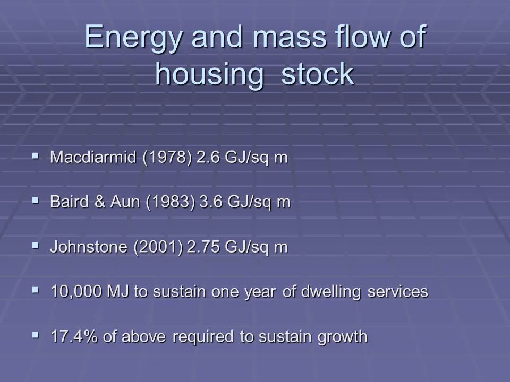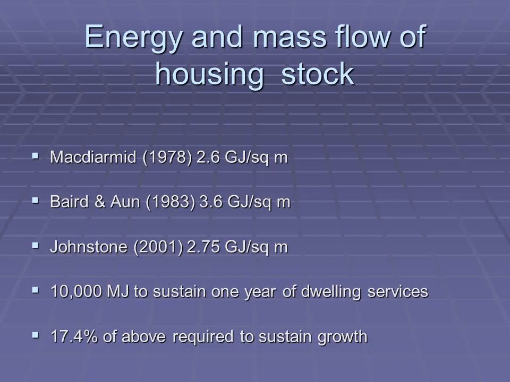In 2001, I updated Beard and Aun's 1983 study using Andrew Alcorn's 1998 revised table of embodied energy coefficients. My updated estimate of the embodied energy content was 2.75 gigajoules per square metre. I incorporated this update in a stock and flow model of housing, which included all the energy flows over the full life cycle of dwellings required to sustain dwelling services. This included maintenance, refurbishment, demolition and replacement.